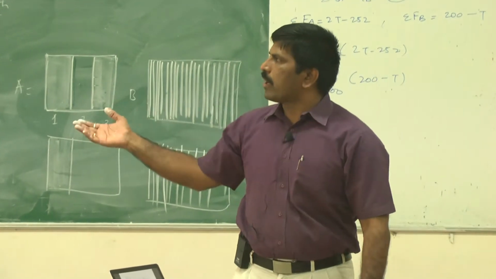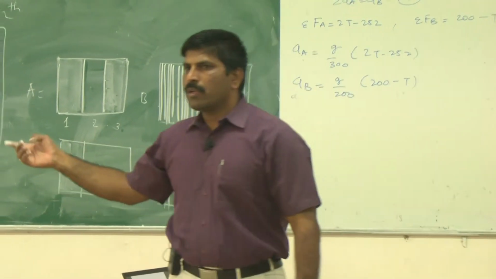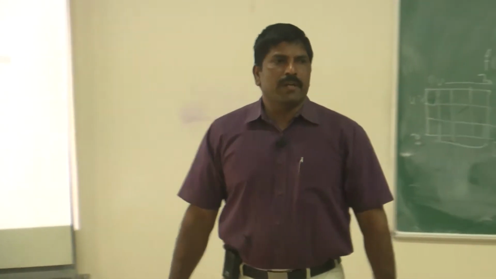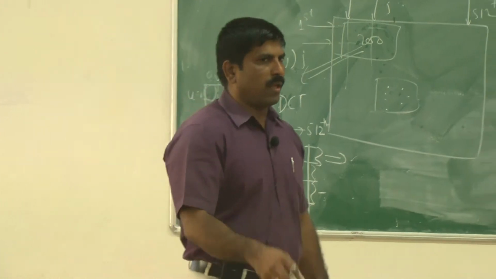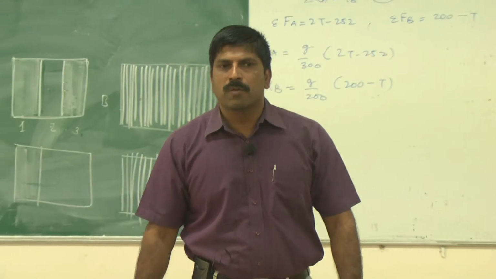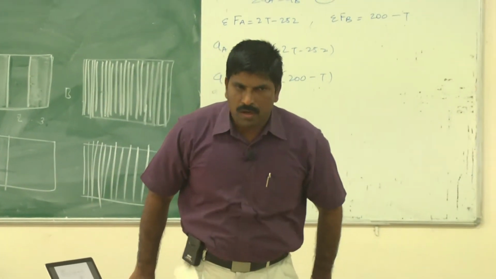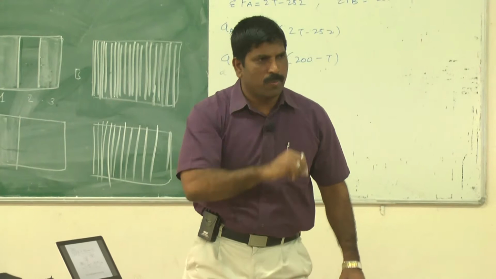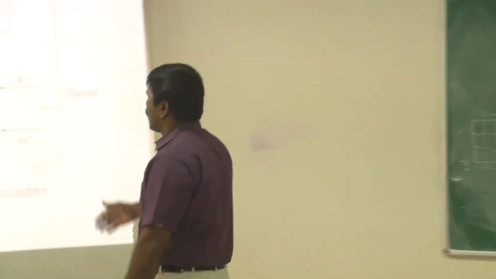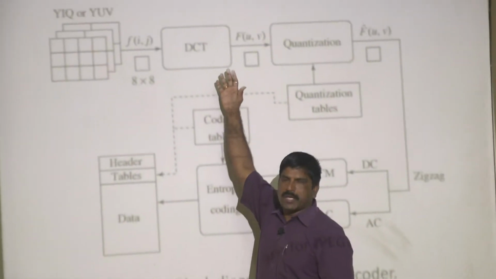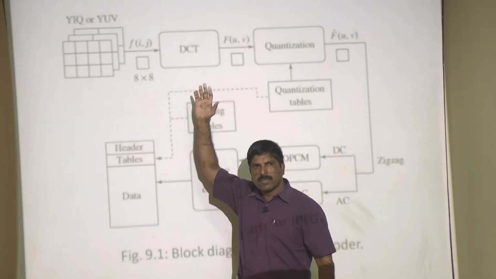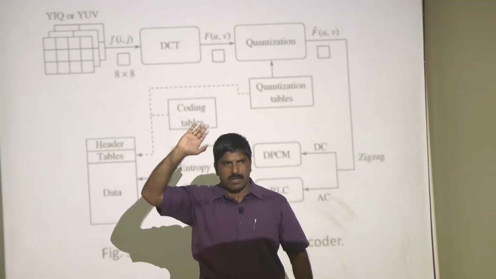After quantization, there are two encoding techniques used. One is DPCM and another one is RLC. DPCM is used for the DC coefficient. When you take the DCT of the image, you have what kind of components? DC component as well as AC component.